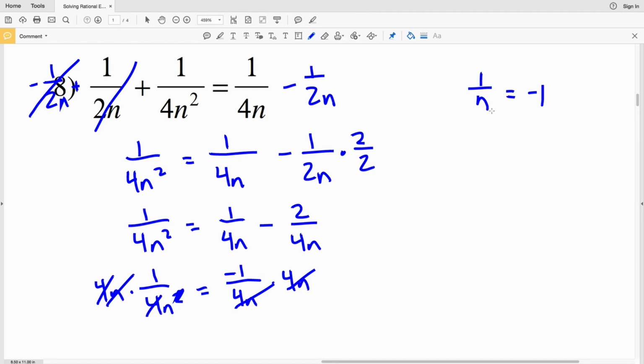So now we have 1 over n equal to negative 1, so we still have to get this n out of the denominator, and we'll do that by multiplying by n. We'll have 1 on the left-hand side, and that's equal to negative n on the right. We need this n to be positive, so we're going to multiply by negative 1 on both sides to get that negative 1 is equal to n. And that's the answer in number 8.